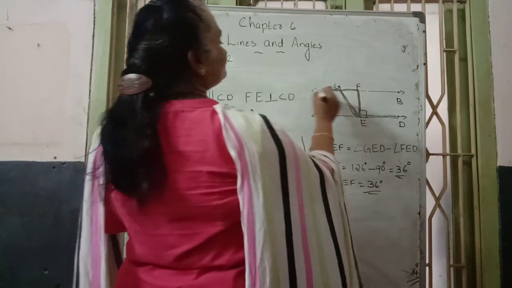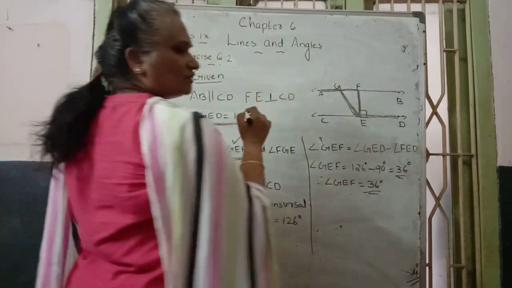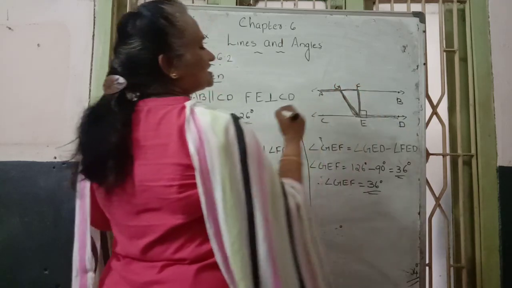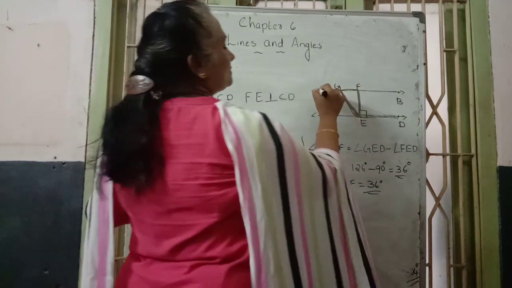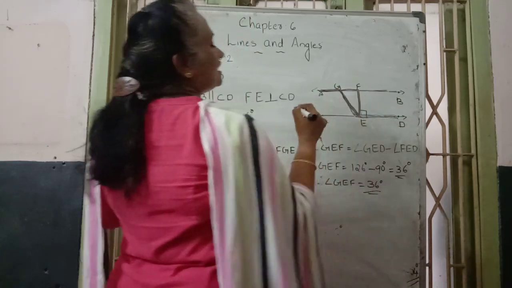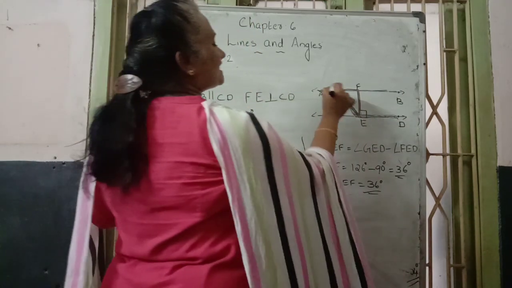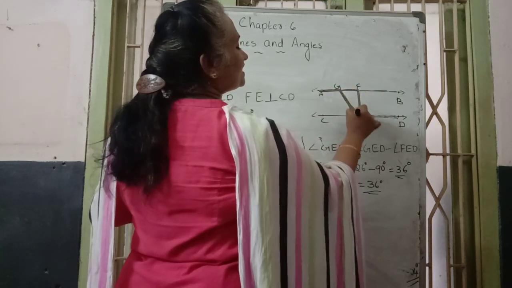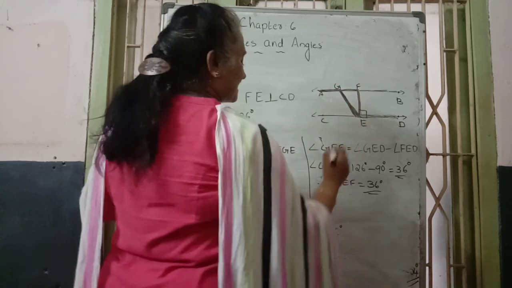Next, one more angle, FGE, is remaining. FGE angle: see, AB is a straight line, they are already saying that, and GE is the common line. Linear pair property is applied there. AB is a straight line, GE is a common ray. That's why they make a linear pair. In linear pair cases, the sum of the angles becomes how many degrees? 180.